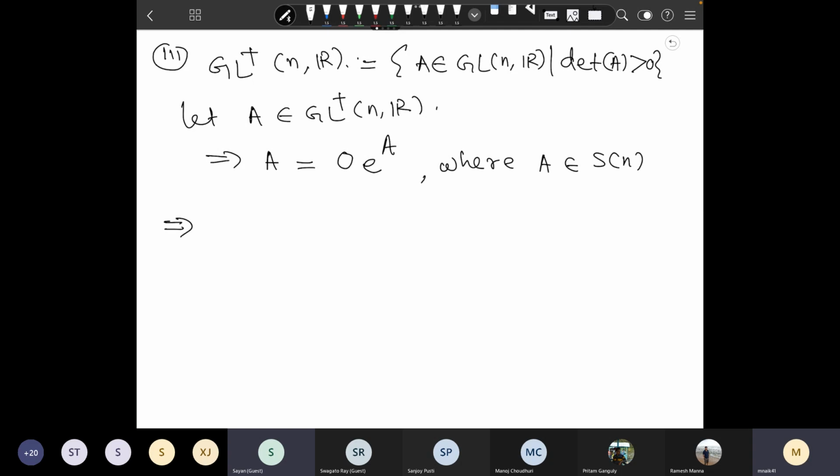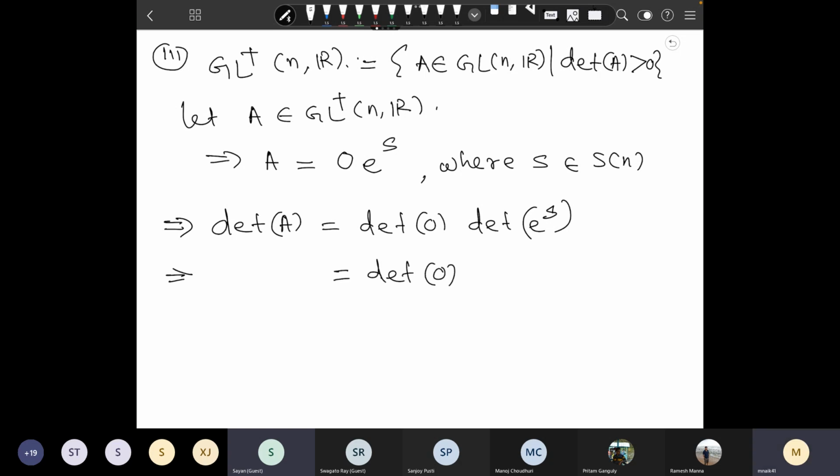Now you have to use this fact, the determinant is positive, so I take the determinant on both sides. Determinant of A is equal to the determinant of O times the determinant of e to the power S. Sorry, I wrote the wrong letter, it should be S. Okay, so this is the determinant of O and the determinant of e to the power S, which is e to the power trace of S.